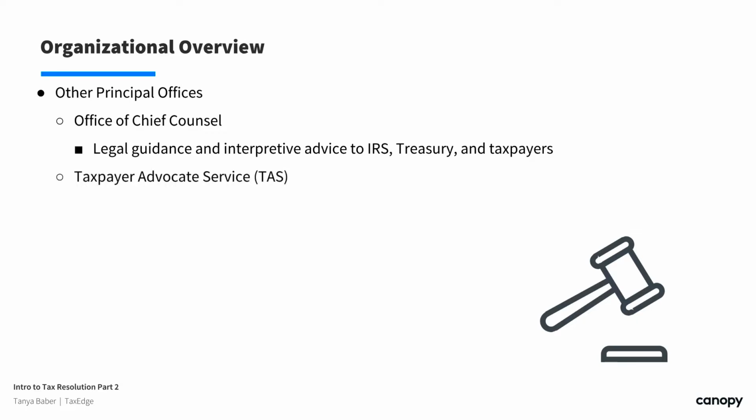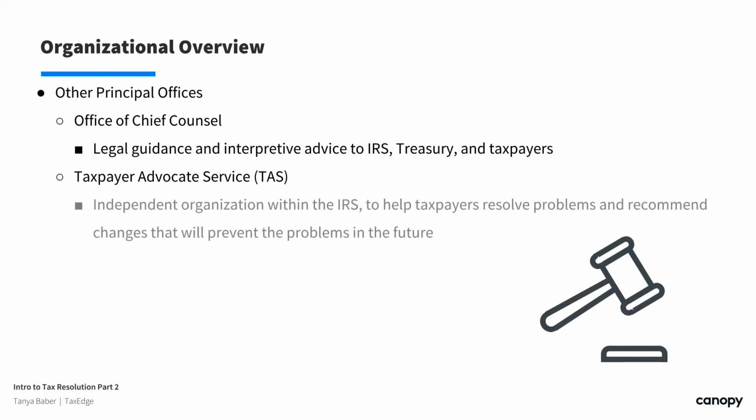There's a whole different area called the Taxpayer Advocate Service. Now, this is to be an independent organization within the IRS. They are actually created by Congress. They're to help taxpayers resolve problems where they're kind of stuck. They look at systemic problems. Is this a problem across the board within all the IRS?